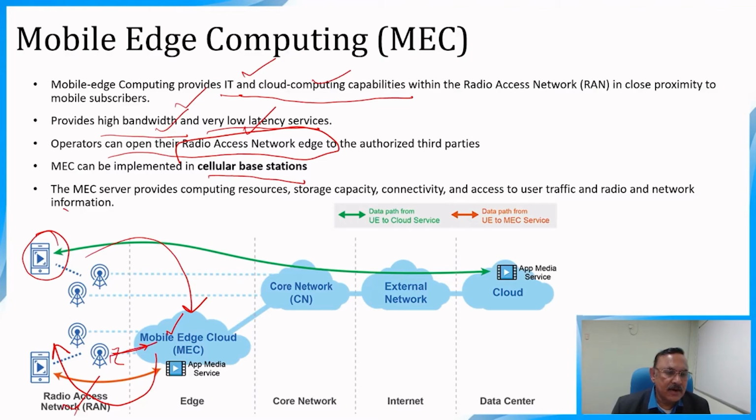Here you can see that this cellular base station has an MEC within it. So, MEC servers provide the computing resources. You can see that the computing resources are being provided by this MEC server: storage capacity, connectivity, access to the user traffic, and radio and network.